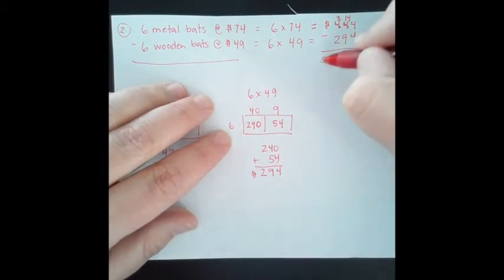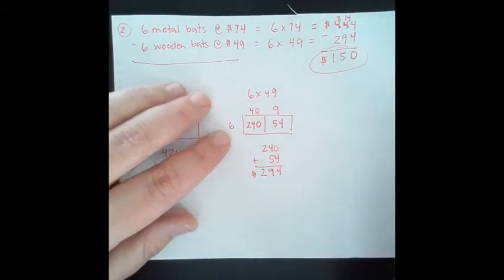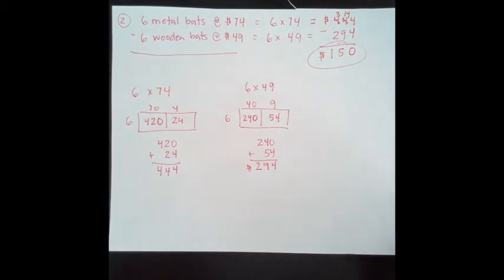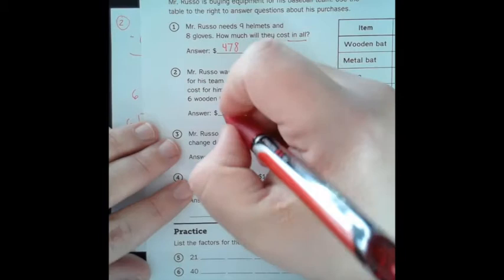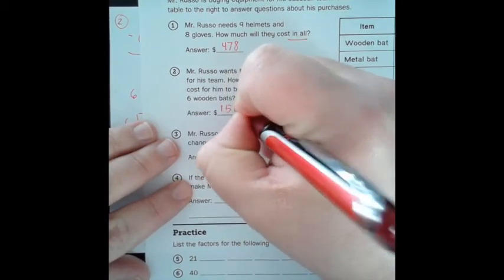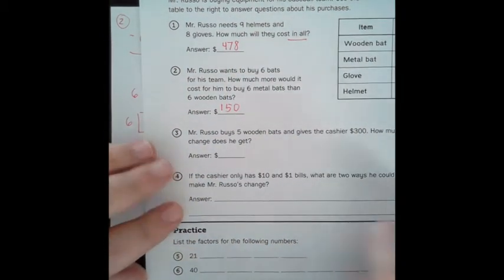So he would save $150 by buying the wooden bats. So I'm going to go ahead and transfer my answer here. It's $150.